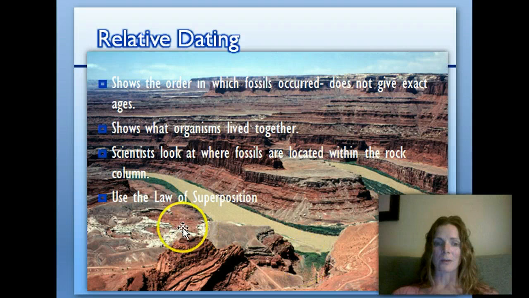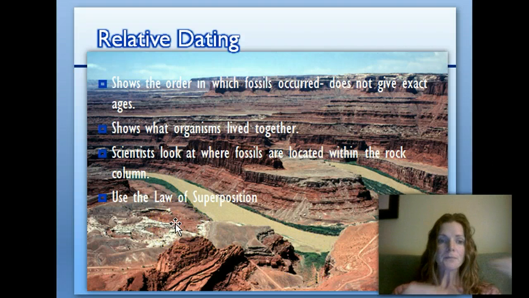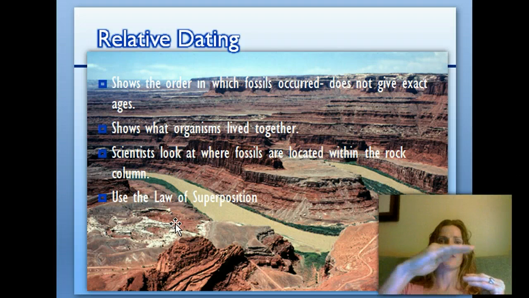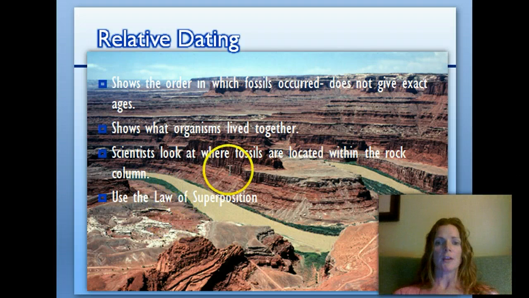Okay, scientists look at where fossils are located within the rock. So take, for instance, this picture that I have behind here of the Grand Canyon. You can see where fossils basically were early on, and as the sediments of rocks keep building up, you obviously know that the fossils that were found further down are probably a little bit older, right? And they use the law of superposition.